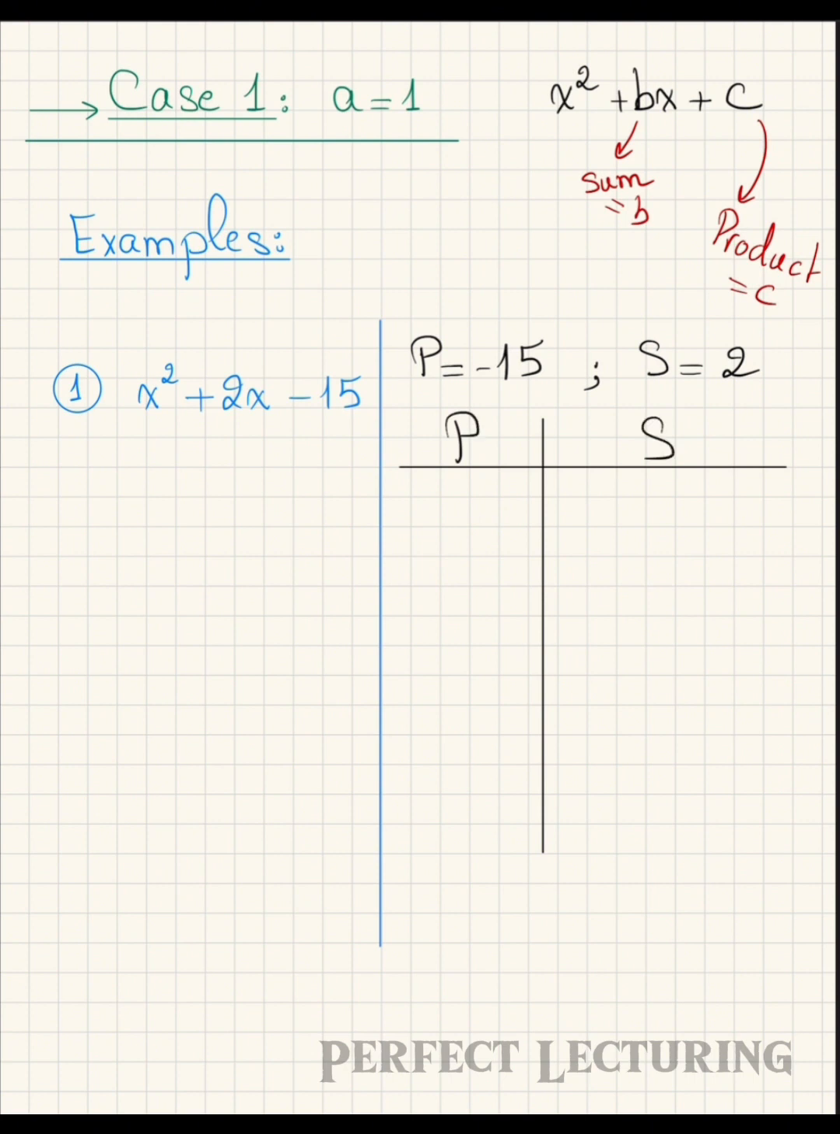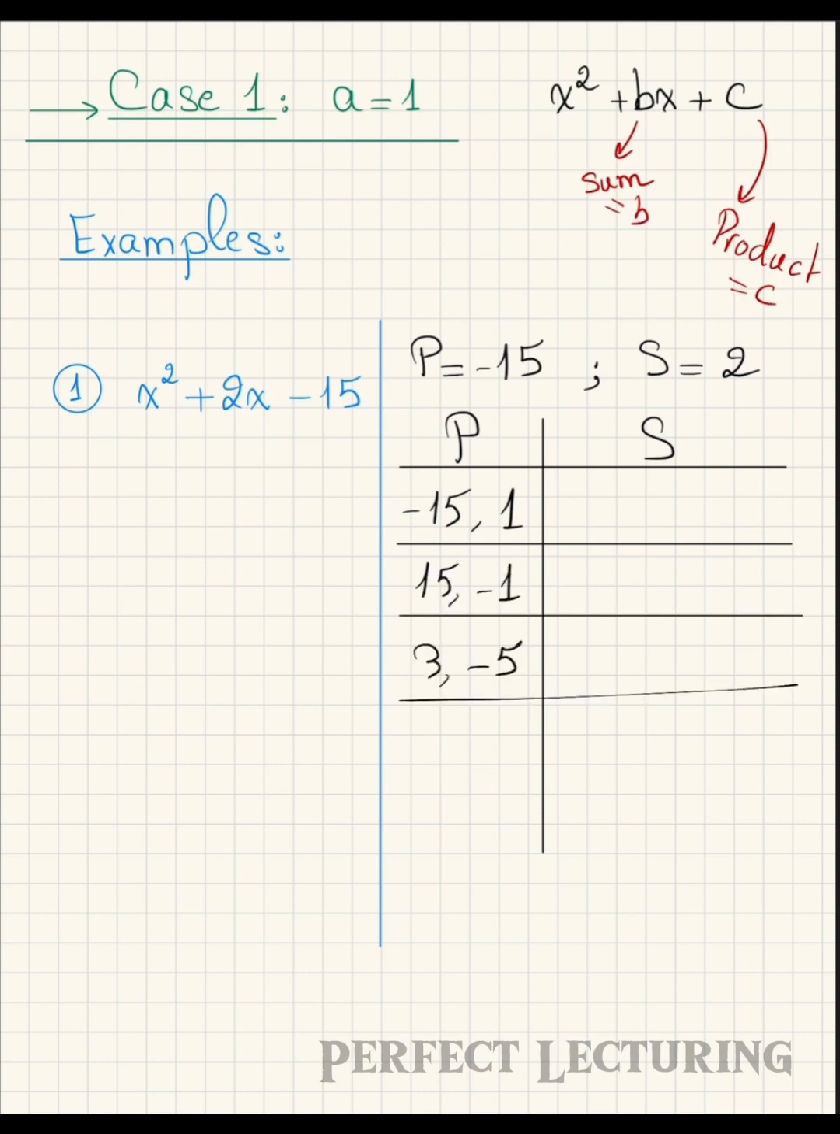So what are the possible numbers whose product is negative 15, or what are the possible integers whose product is negative 15? Let us start. We have negative 15 and 1, as well as 15 and negative 1. We also have 3 and negative 5, and finally we have negative 3 and 5. These are all the possible cases for the integers whose product is negative 15. Now let us find the sum. For negative 15 and 1, the sum is negative 14.